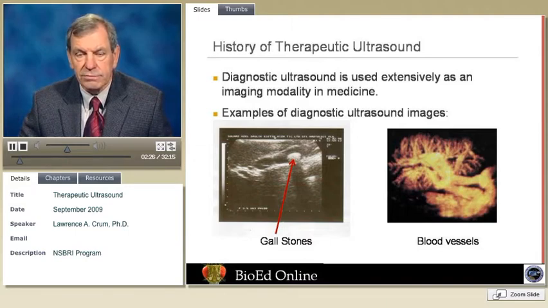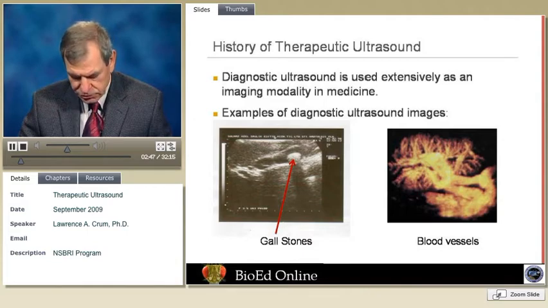Another image that's of use, or another application, is to see the blood vessels in a particular area. And I'll show you later that with ultrasound you can see these blood vessels, and this enables us, for example, to treat blood vessels that might be bleeding.